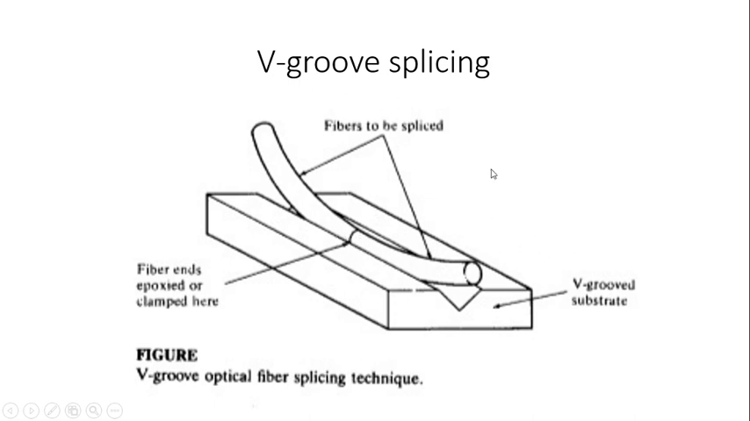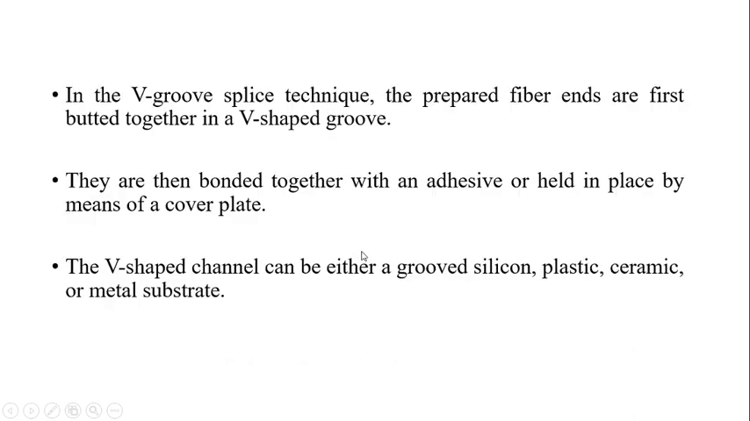What are the disadvantages of V-groove splicing? To obtain one fiber, it requires two or more positioning rods. So this is the V-groove optical fiber splicing technique. The same explanation is given here, you can go through it. The fibers bonded together with an adhesive are held in place by means of a cover plate.